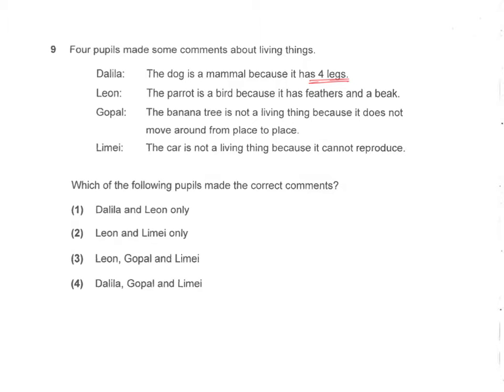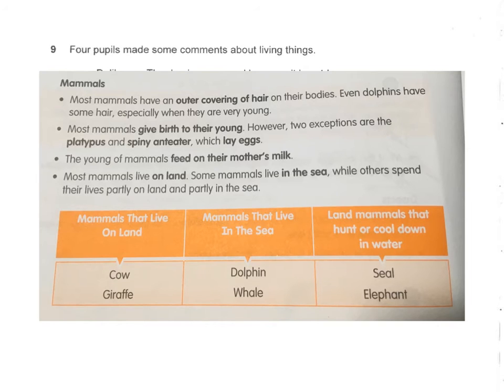So let me pull out the important characteristics of a mammal here so that you can have a quick revision on your own. As you see here, most mammals have an outer covering of hair. So an outer covering of hair is an important characteristic of mammals. Do not confuse what is a hair and a feather. When an animal has got hair, it must be a mammal. If the outer covering of the animal is a feather, then we must classify it as a bird.